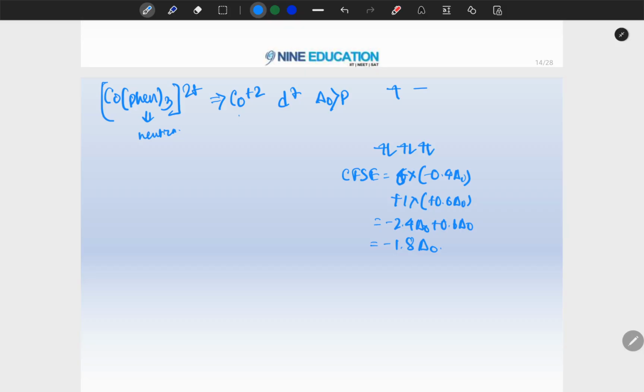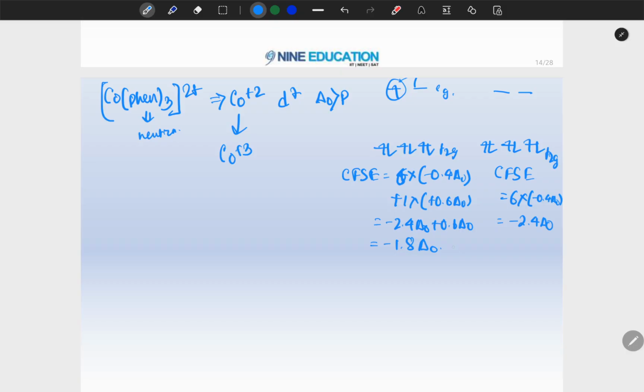If I oxidize cobalt 2+ to cobalt 3+, then what will be the value of CFSE? After removing one electron, what will happen? The electron will be removed from the eg set of orbitals. So this one is t2g, this one is eg, and this electron will be removed. After removing it, the value of CFSE will depend on the electrons present in the t2g set only. So the value of CFSE will be 6 into minus 0.4 Δo, so minus 2.4 Δo.